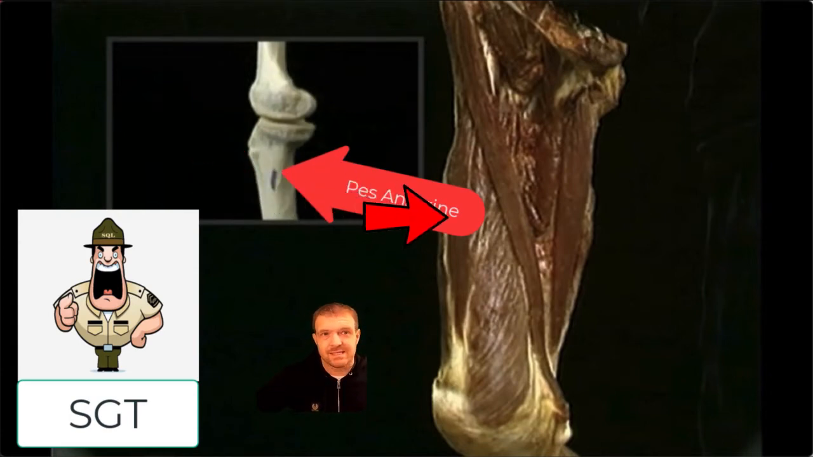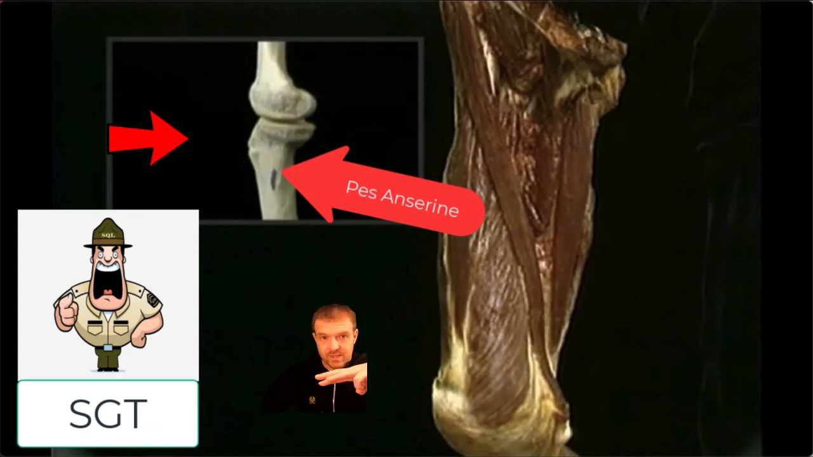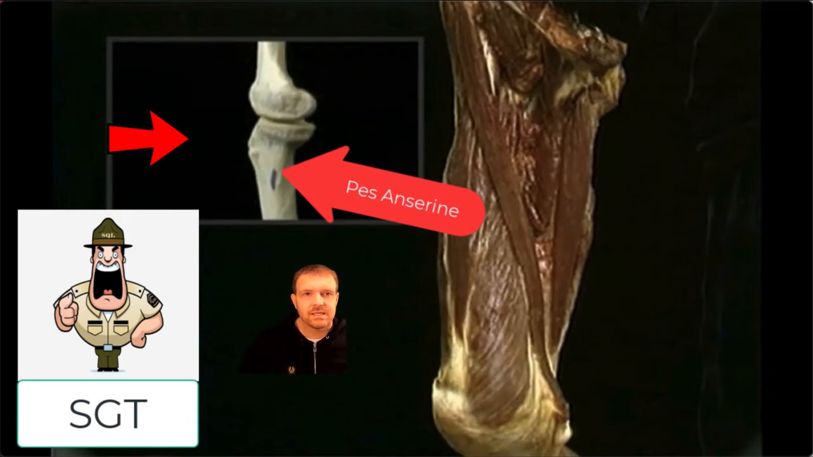And we've got this pes anserine area, which means goose's foot. There are three muscles that attach into there, and as they go in, they look like a webbed goose's foot. So that's why it's called the pes anserine. So let me just move out of the way a second. So we've got three muscles that attach into there.